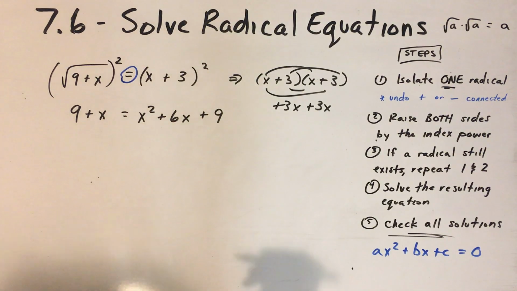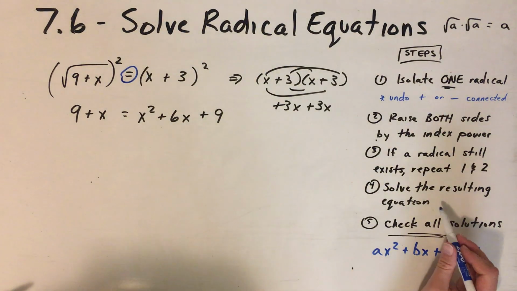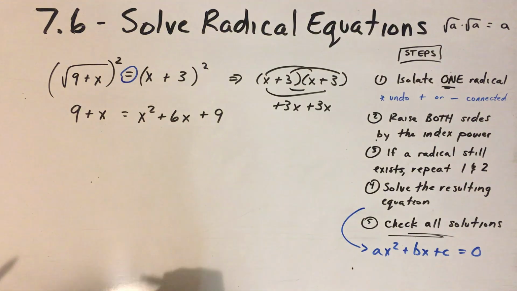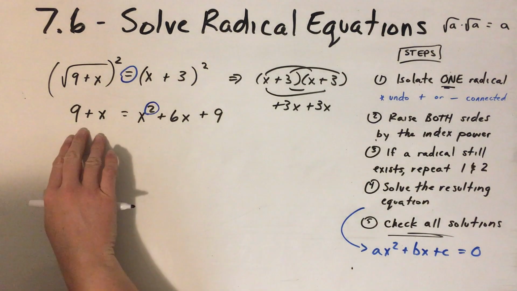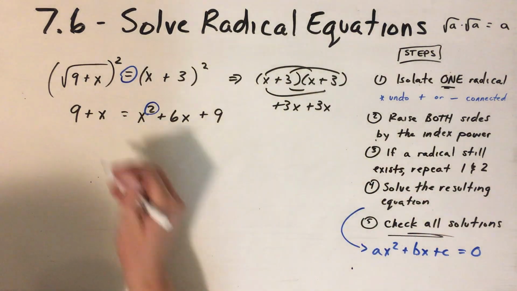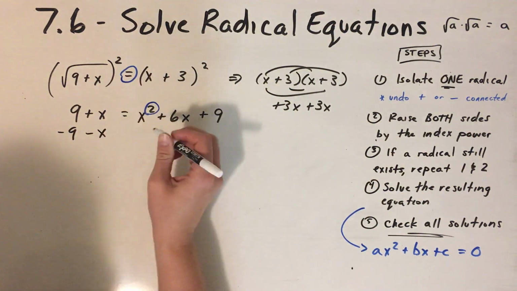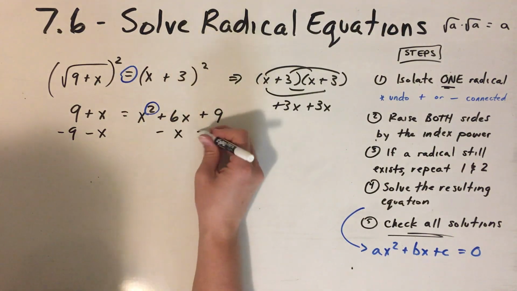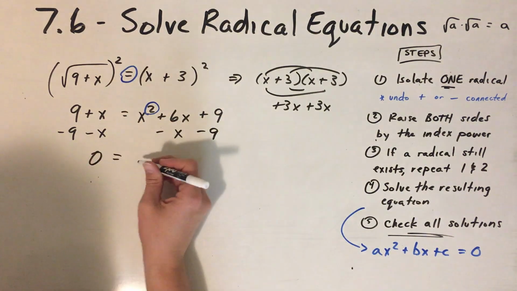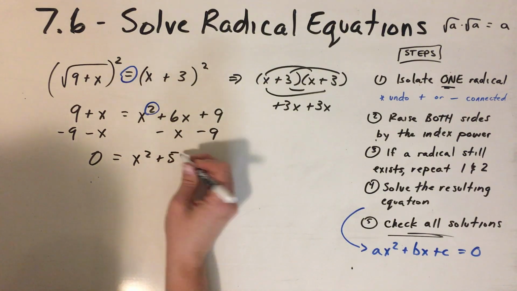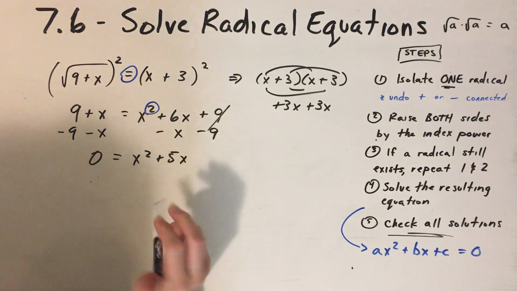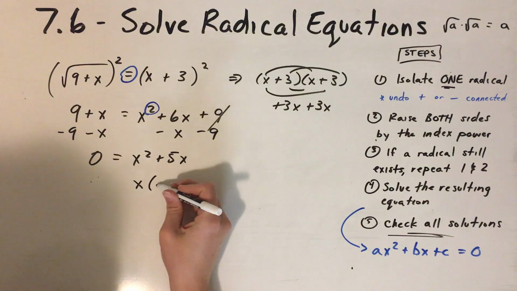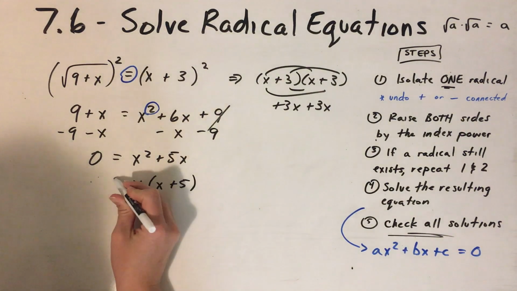So now that I'm looking at this, again, I've got to solve the resulting equation, but I determine how to solve it. In this case, this is not linear, because this is squared. So I'm going to move both of these to this side so that I can get it equal to 0. I'm going to subtract x and subtract 9 from both sides, and I get that 0 is equal to x squared plus 5x. Okay, so from here, I'm going to factor. First thing I'm always going to do when I factor is look for a GCF. Here there is one. The GCF is x, and all I have left is x plus 5.